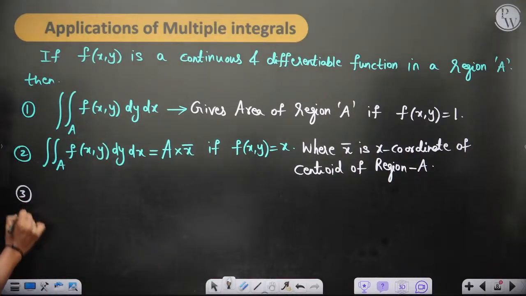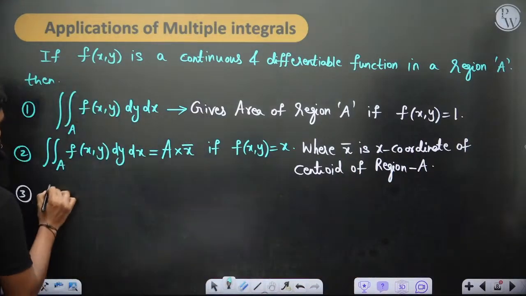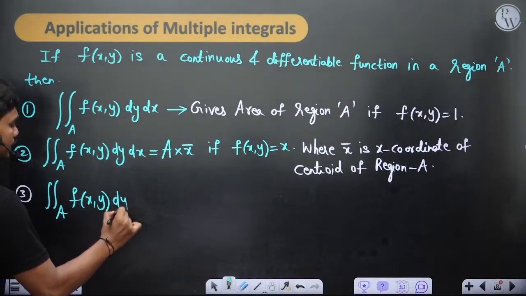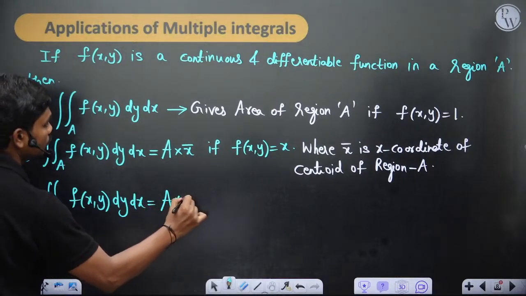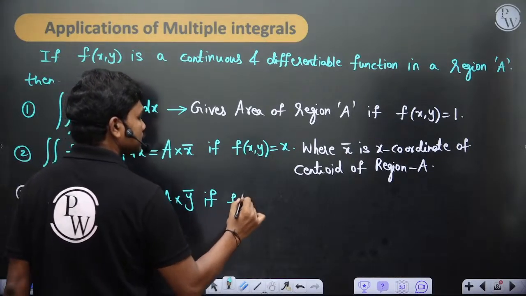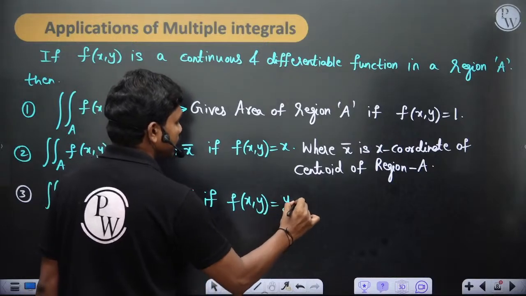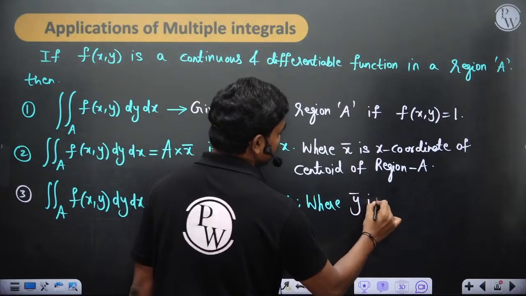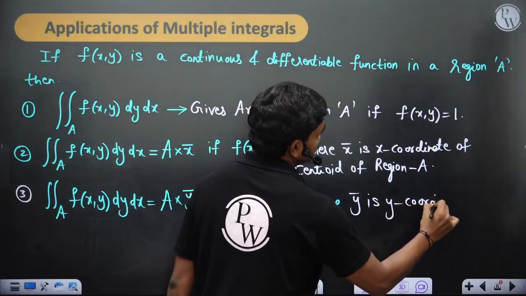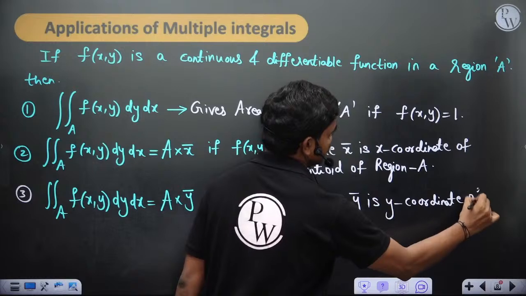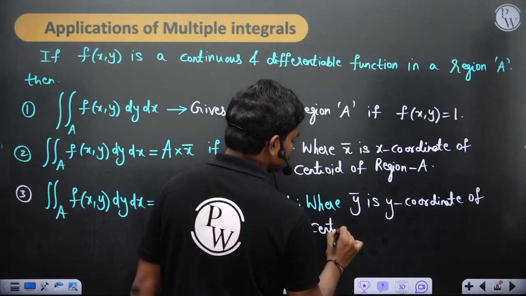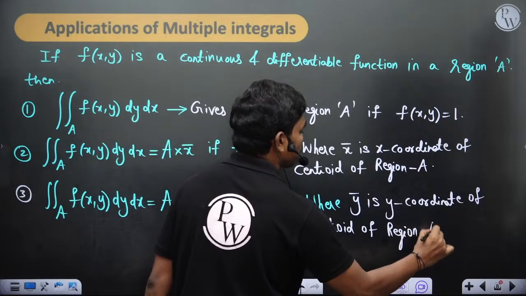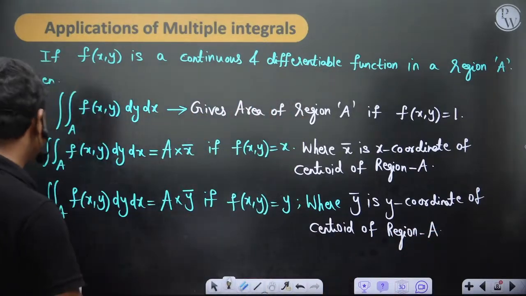And third, integral over A of f of x comma y dx dy or dy dx, whatever, is equal to area into y bar if f of x comma y is equal to y, where y bar is the y coordinate of the centroid of region A. Okay, fine. So let's see both.